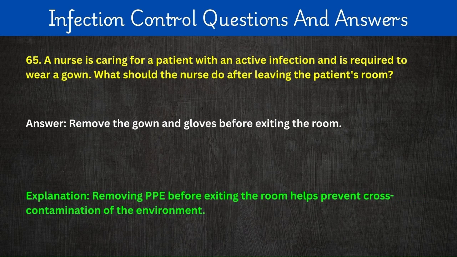65. A nurse is caring for a patient with an active infection and is required to wear a gown. What should the nurse do after leaving the patient's room? Answer: remove the gown and gloves before exiting the room. Explanation: removing PPE before exiting the room helps prevent cross-contamination of the environment.